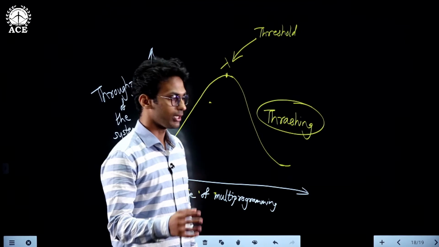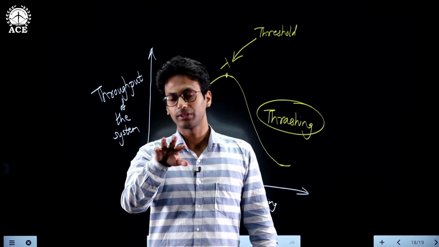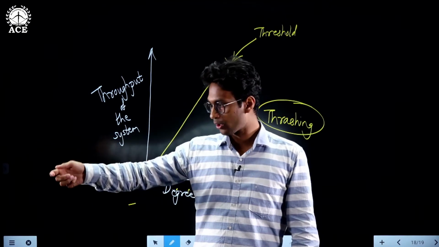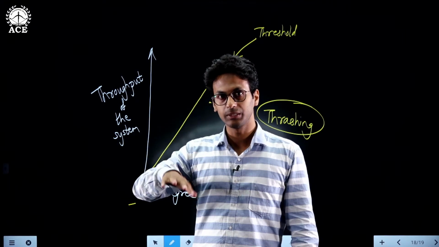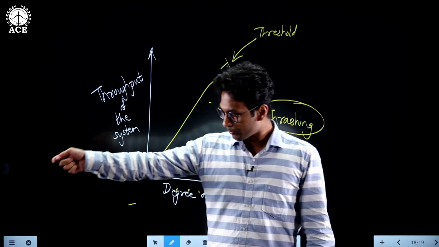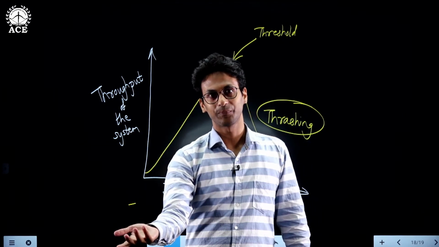How can you avoid this phenomenon of thrashing? If you observe carefully, why is thrashing happening? When we increase the number of processes present in main memory. Who controls this? The long-term scheduler will bring processes from new to ready state, into main memory. The long-term scheduler can control it, isn't it?